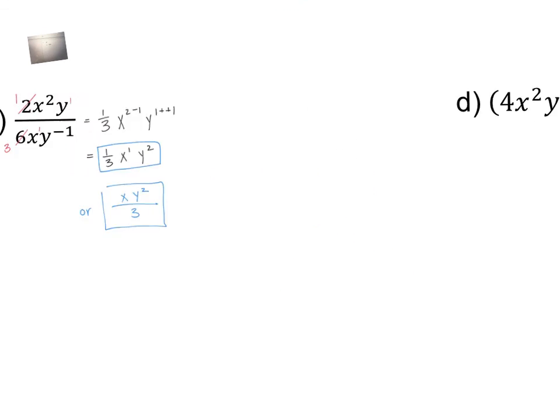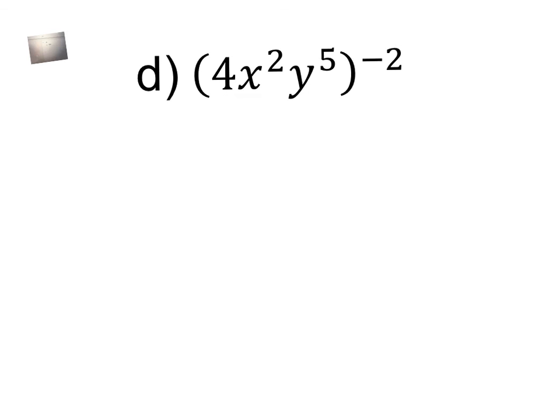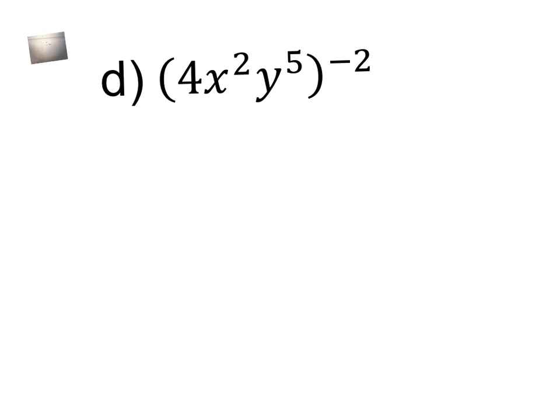All right, last problem is going to be this one here. So this is 4x squared y to the 5th power. So on the inside, I can't combine anything because there are no like terms. So I'm going to have to distribute this -2. So this 4 is to the first power, remember that. And then I have to distribute or multiply the exponents. So this will end up being 4 to the -1, x to the -4, and y to the -10.